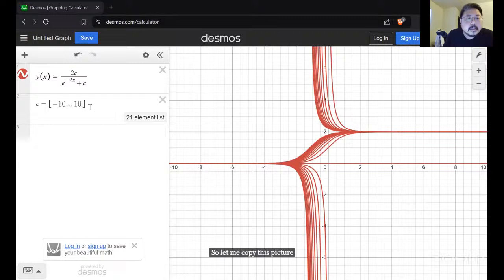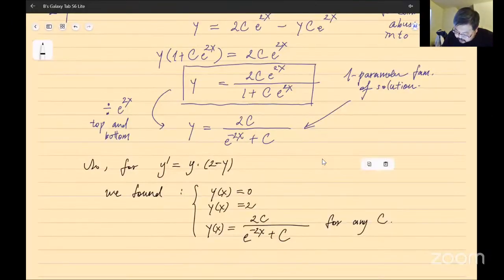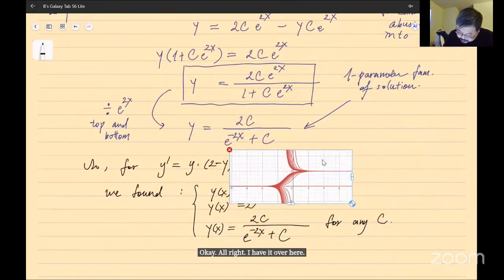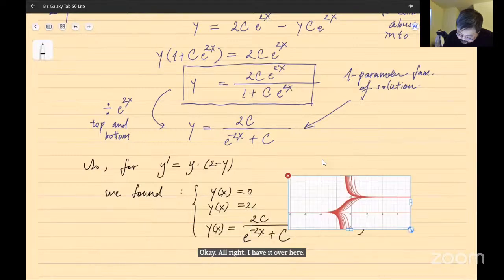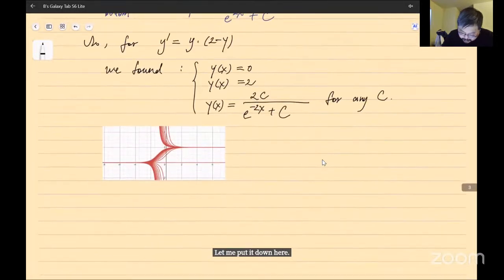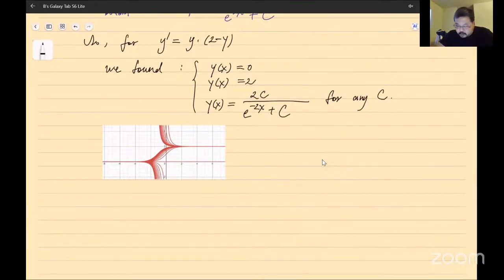Okay. And go back to my screen. All right, I have it over here. I'm going to put it down here. Okay. So the curves that you saw, the family, are these.